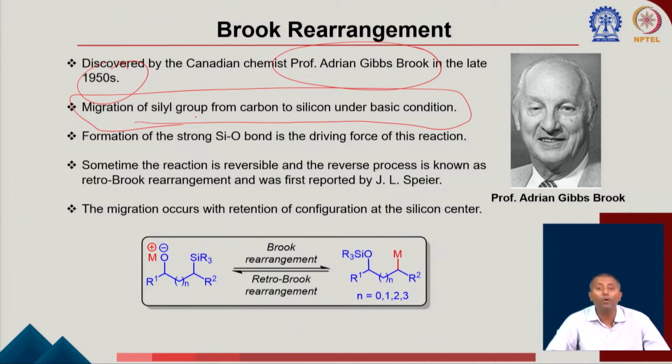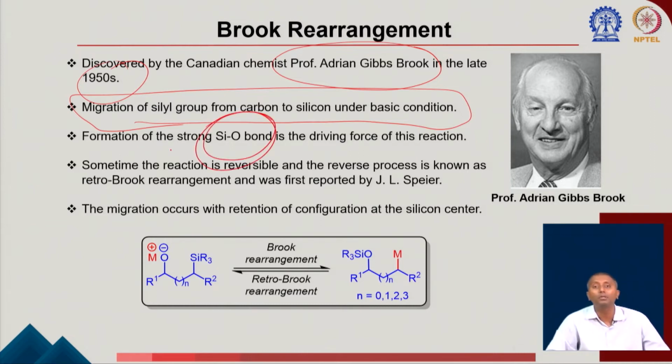Or if you have something like a 1,2 or 1,3 silicon and OH, then if you treat with base, it can generate the O minus that can also participate in the migration of the silyl group from the carbon to the oxygen. So formation of the silicon oxygen bond, that is very important.